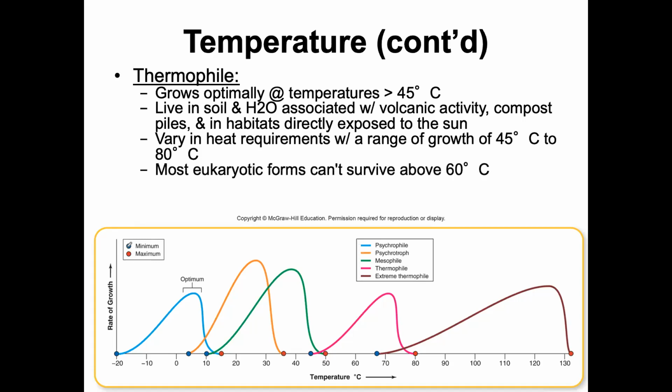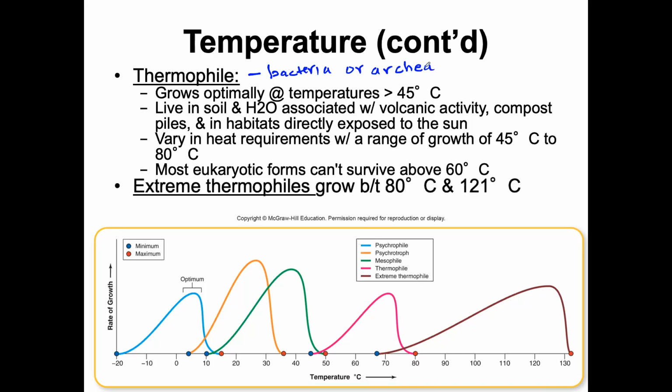Most eukaryotic pathogens and non-pathogens can't survive above 60. So these thermophiles are generally either bacteria or archaea. Extreme thermophiles grow between 80 and 121, and the same deal, right? They are going to be either bacteria or archaea.